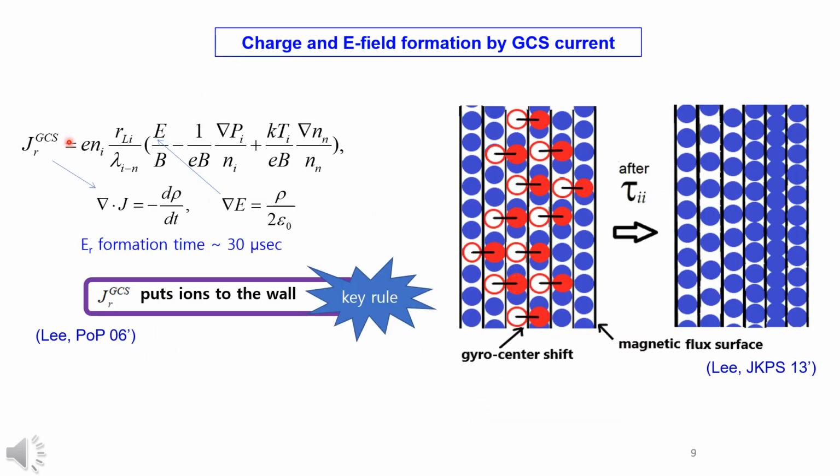The driving terms of GCS current are pressure gradient and density gradient, so they are not uniform. Here it is small, here large and small, so after gyrocenter shifts, charge separation takes place. The current generates charge by the continuity equation, and charge generates E field, so iteration of these 3 equations forms the radial electric field, which compensates initial driving terms. Then the current becomes 0 and the equilibrium is reached. Typical formation time is about 30 microseconds, and here is a key rule for GCS current: it always pushes ions from the plasma side to the outside.